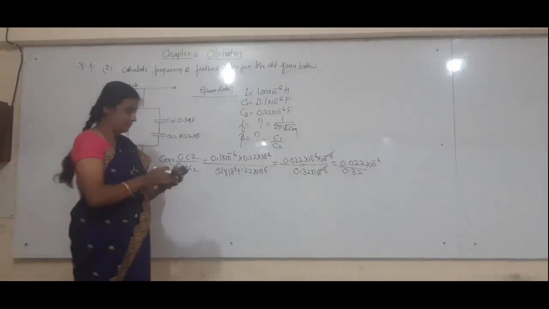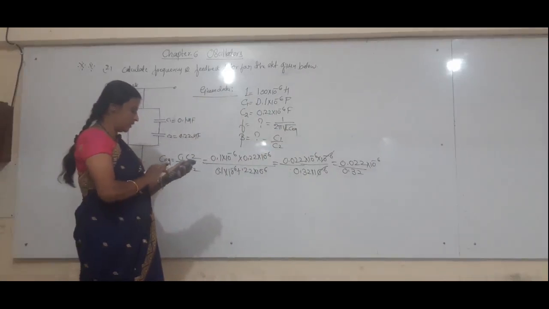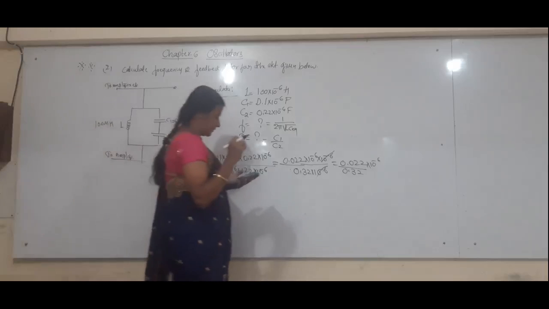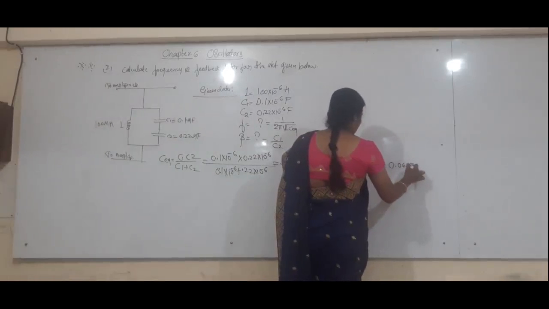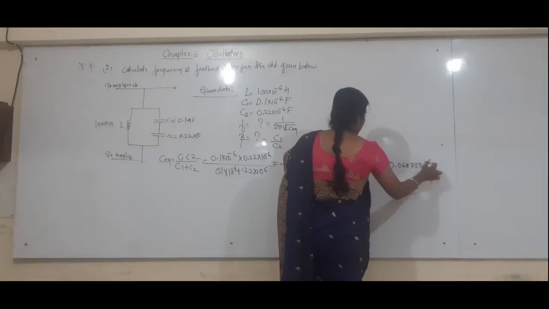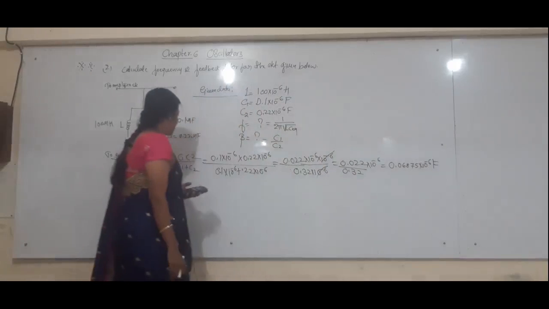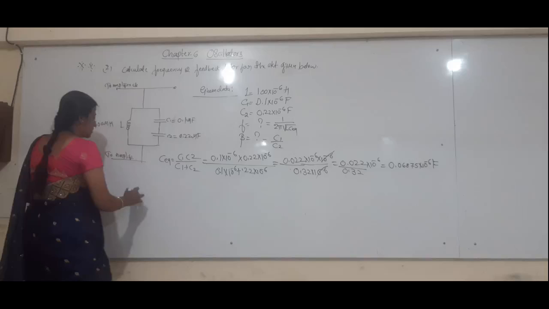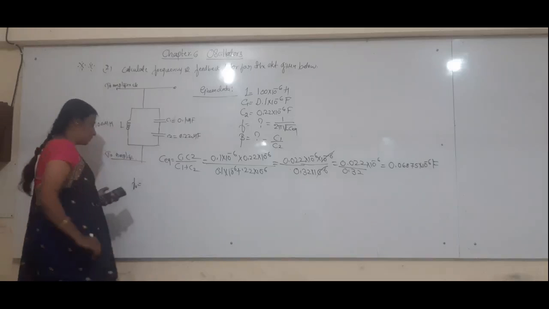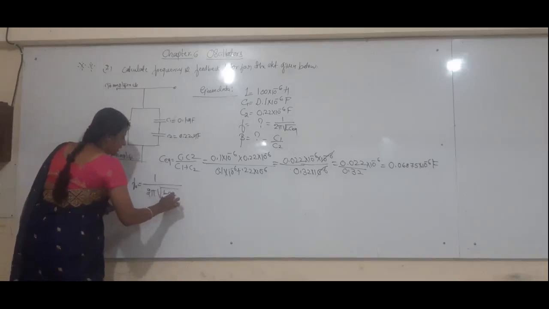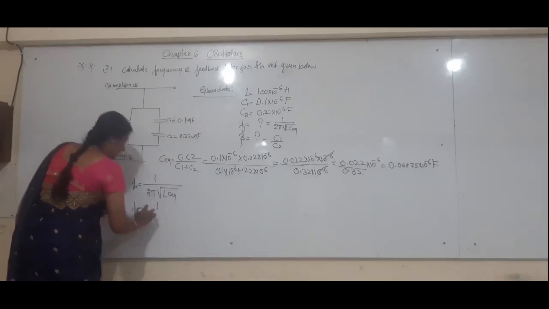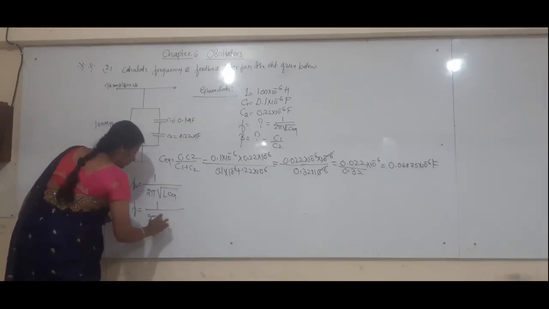So that is 0.022 divided by 0.32 is 0.06875 into 10 raised to minus 6 farad. So this is the equivalent capacitance. Now we have to substitute in the equation. F naught, the frequency of oscillation, is given by 1 divided by 2 pi root of L CEQ.